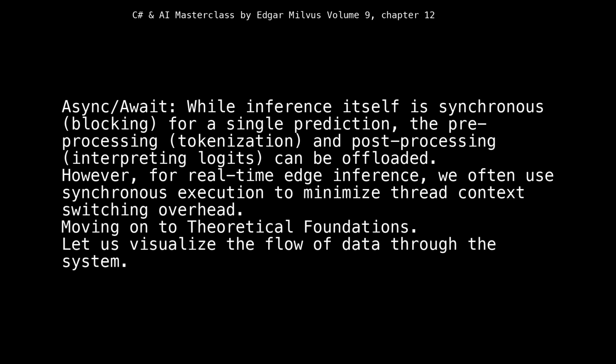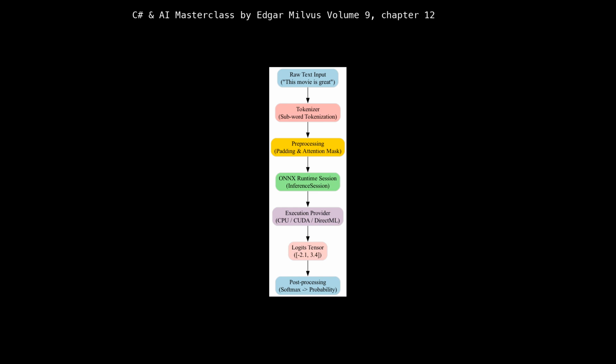Moving on to theoretical foundations. Let us visualize the flow of data through the system. This diagram illustrates a synchronous inference pipeline where data flows sequentially through stages, pre-processing, model execution, and post-processing, to minimize thread context switching overhead for efficient real-time edge processing.